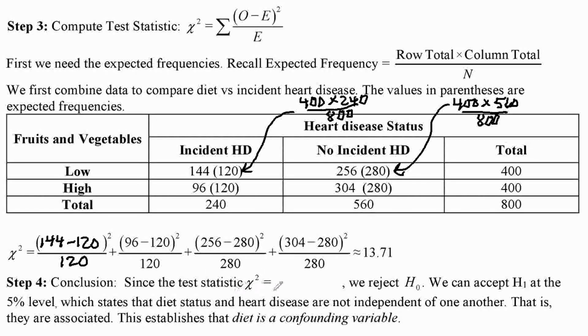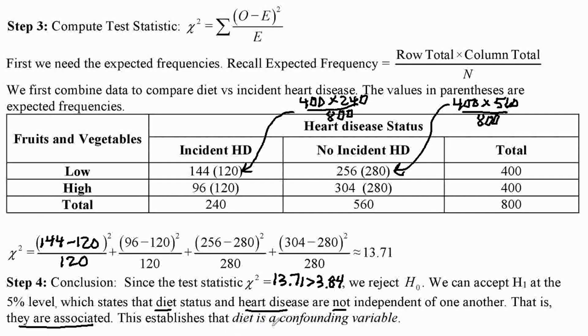And then since our test statistic, 13.71, is greater than our critical value of 3.84, we are going to reject H0. So that means we're going to accept the alternative hypothesis at the 5% level, which states that diet status and heart disease, so the other variable and the dependent variable, are not independent. In other words, they're associated. If they're not independent of each other, then they're associated.